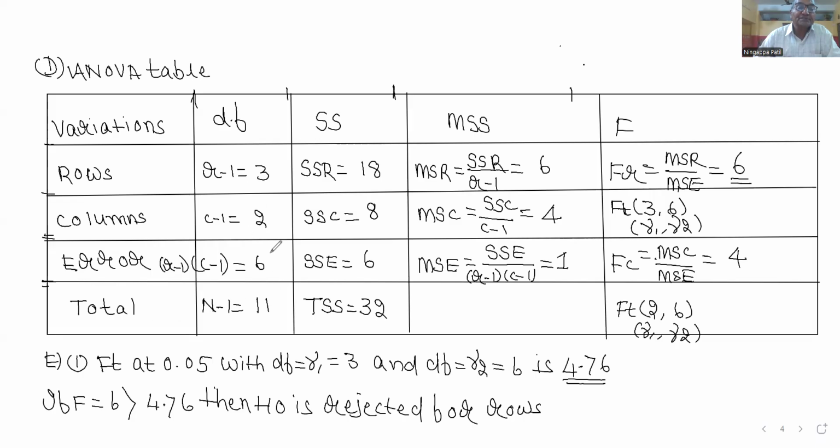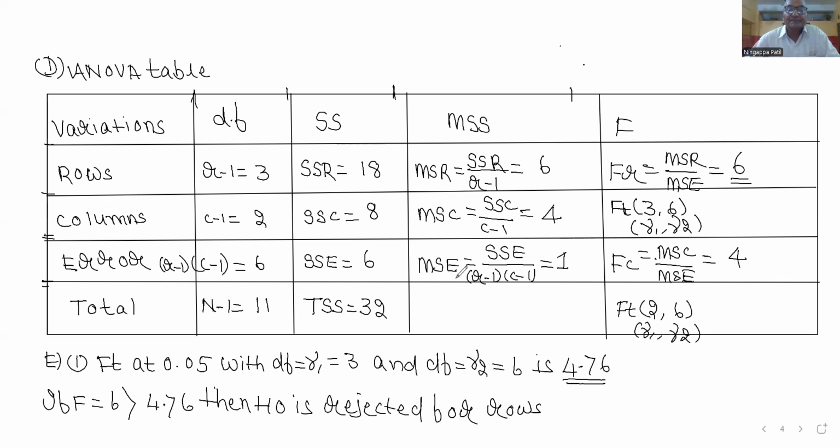Look here. If you add these three things, you must get 11. Matching should be there. If no matching, you might have committed a mistake. Rectify your mistake. And SS, look here. For the row, you write SSR. For the columns, SSC. For the error, SSE. And total, TSS. And the next column is MSS. MSR equal to SSR divided by R minus 1. This is MSR. And MSC equal to SSC divided by C minus 1.